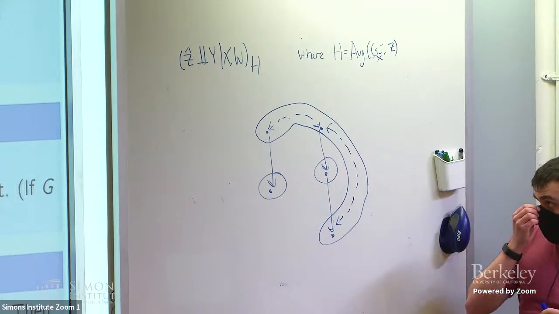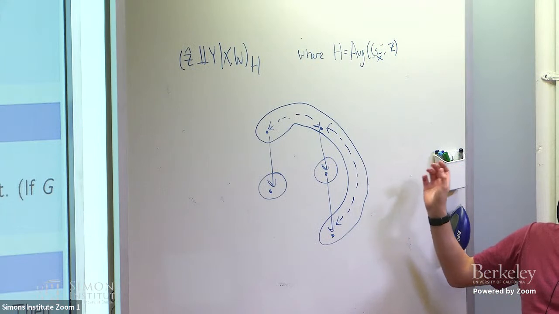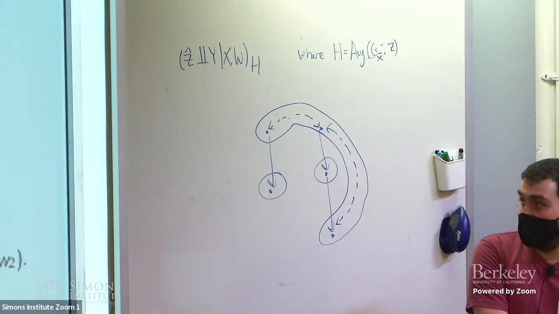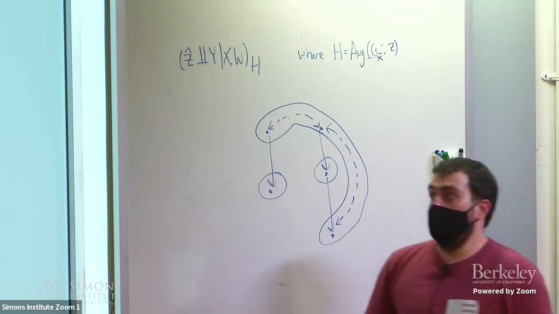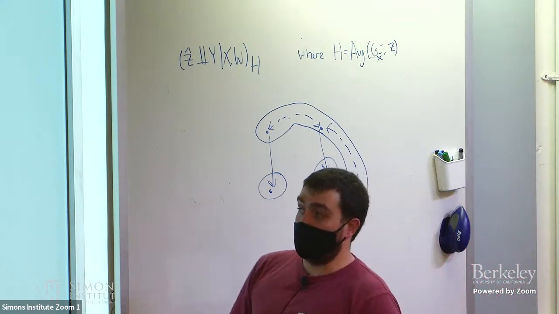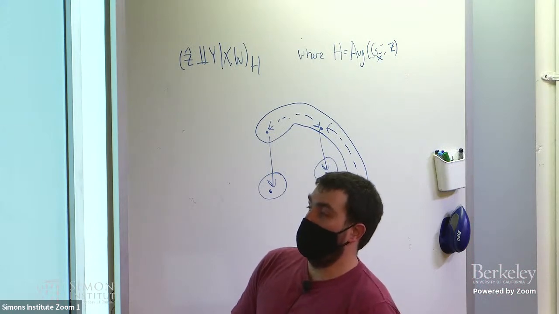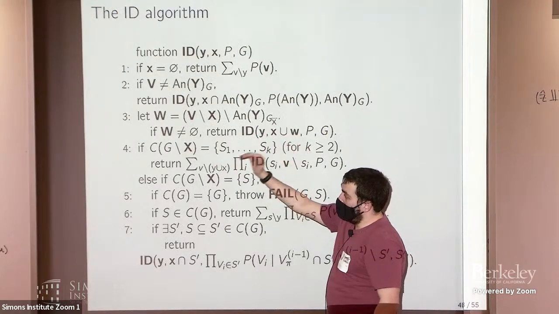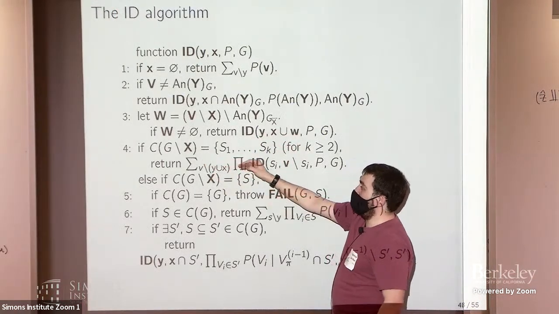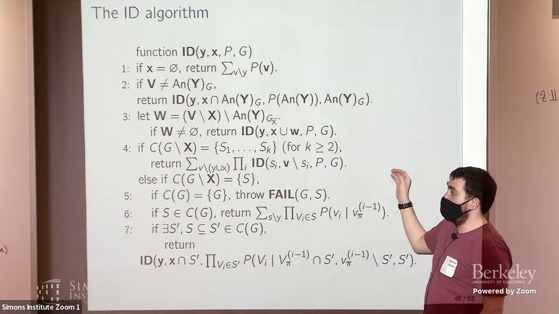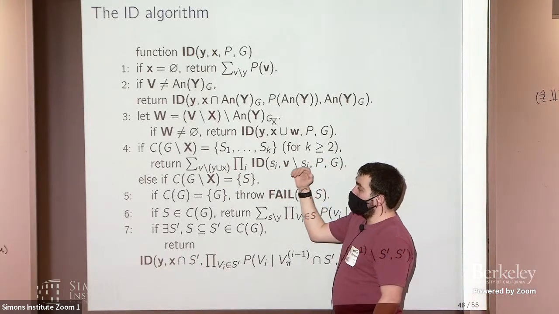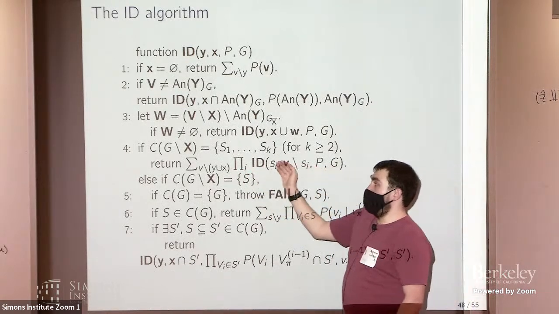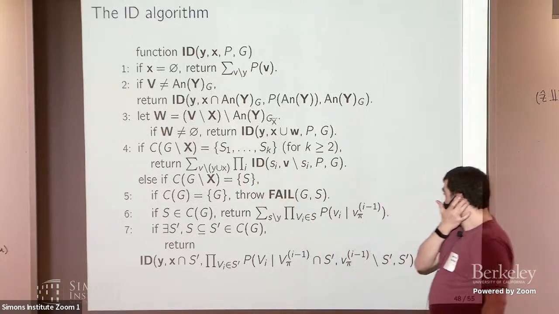And it turns out you can decompose your identification problem into a problem for each C component separately. Step 4 says that when you remove X, if it breaks the graph into multiple C components, then you can solve the problem independently on each of the C components and then combine those in the appropriate way.